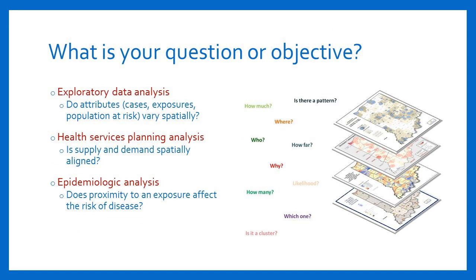So questions and objectives. There are a lot of kinds of questions we could ask. Perhaps what you're doing is an exploratory data analysis, so you're asking whether attributes vary spatially. You just want to describe the data. Or maybe it's some sort of health services planning analysis, understanding whether the supply and the demand of a population at need in a particular public health service are spatially aligned. Or perhaps it's a more specifically epidemiologic analysis in the sense that we're interested in an association between a risk factor and a health outcome.